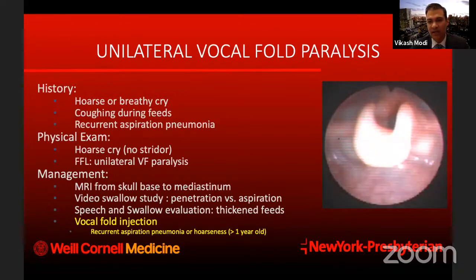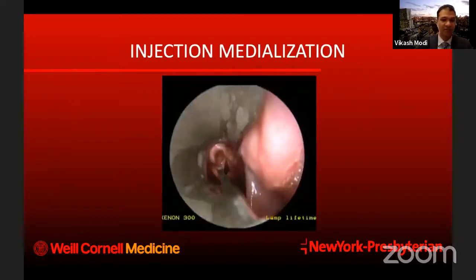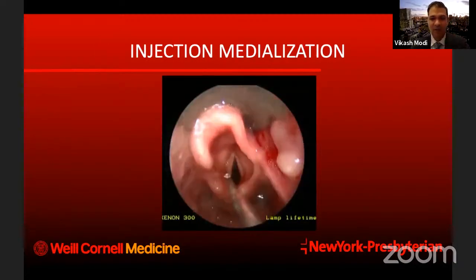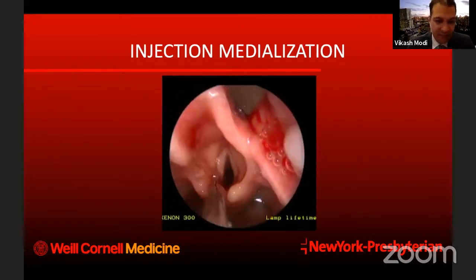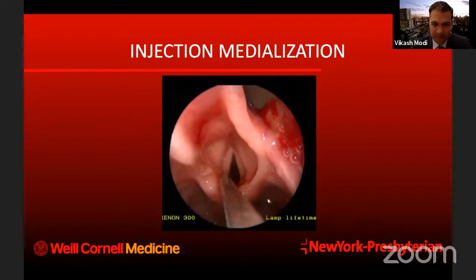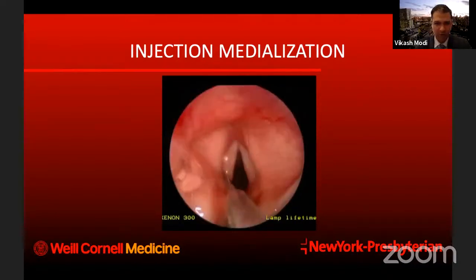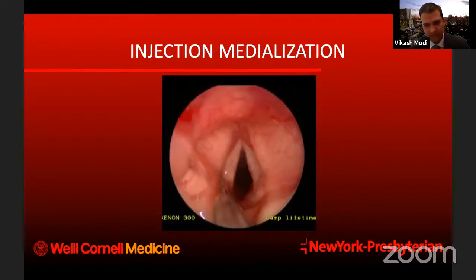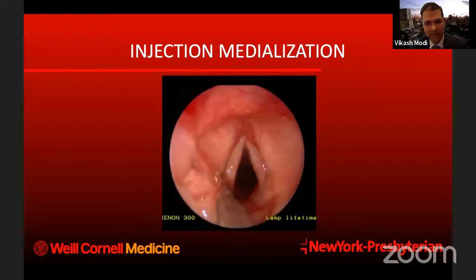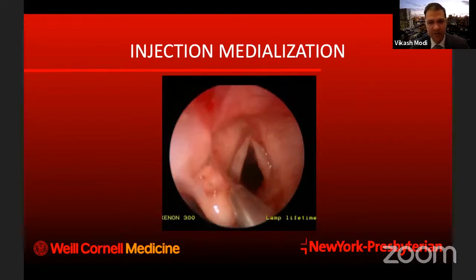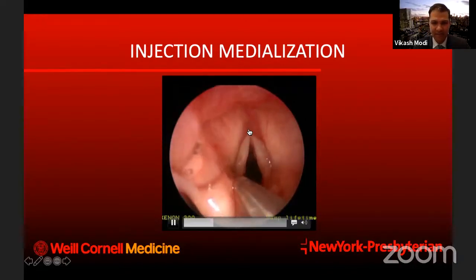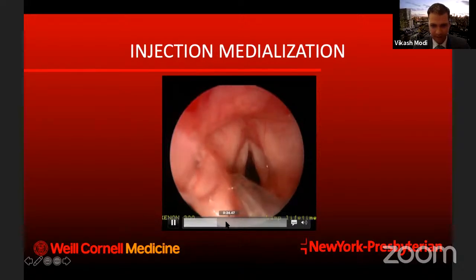And if these kids are having recurrent aspiration pneumonia, despite thickened feeds, or if they've got persistent hoarseness at 1 year of age, I'll do an injection laryngoplasty. I don't like to do it in super young kids because it can obstruct the airway. So here we go. You don't want to inject the cord itself. You move the false cord over to the side, and I'll usually inject in 2 locations to make this vocal fold more median.